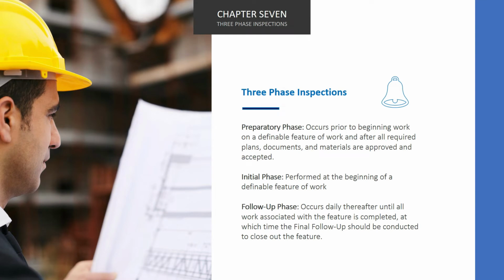Preparatory phase occurs prior to beginning work on a definable feature of work. In this phase, all required plans, documents, and materials are approved and accepted. Initial phase is performed at the beginning of a definable feature of work, generally after a representative sample of the work is completed. And the follow-up phase occurs daily thereafter until all work associated with a feature is completed, at which time the final follow-up should be conducted to close out the feature.